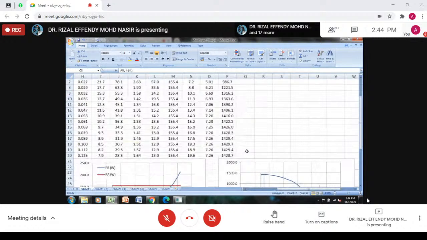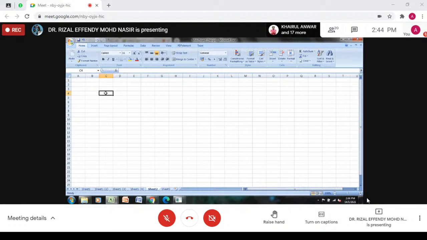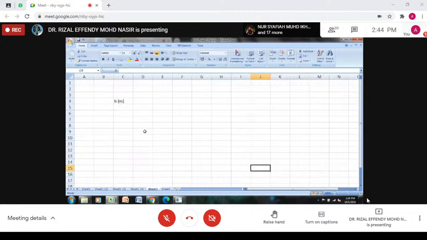So max rate of climb is around 1,429.7. That's the highest number. Okay, it's the highest number. You can go use another sheet, number 2, for example, you ambil H. Okay, dalam meter. Okay, I'm gonna make this bigger. Okay, H dalam meter. Dan sebelah sini RC max. Okay. You also boleh cari V at RC max. What is the velocity at RC max? Just in case you are interested.